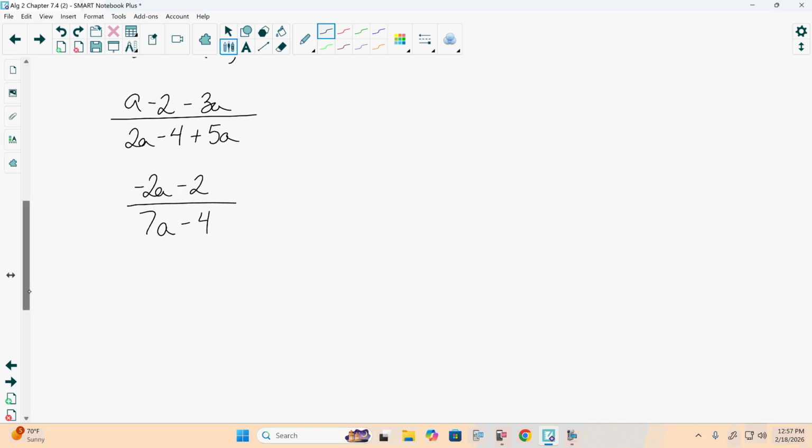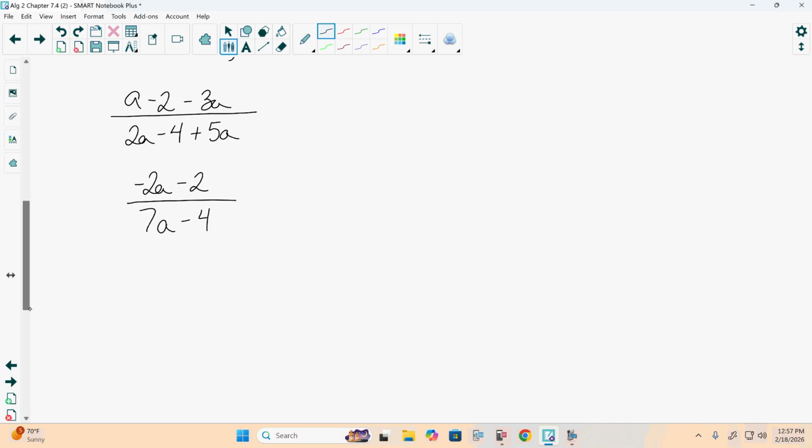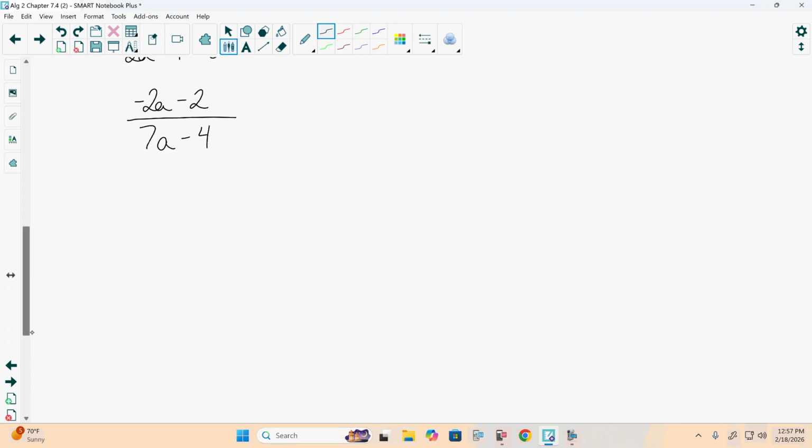Questions on this here? 7a minus 4. The denominator, the degree is 1. Is there a greatest common factor between 7 and 4? No. Greatest common factor between negative 2a and negative 2? There should be. Negative 2.